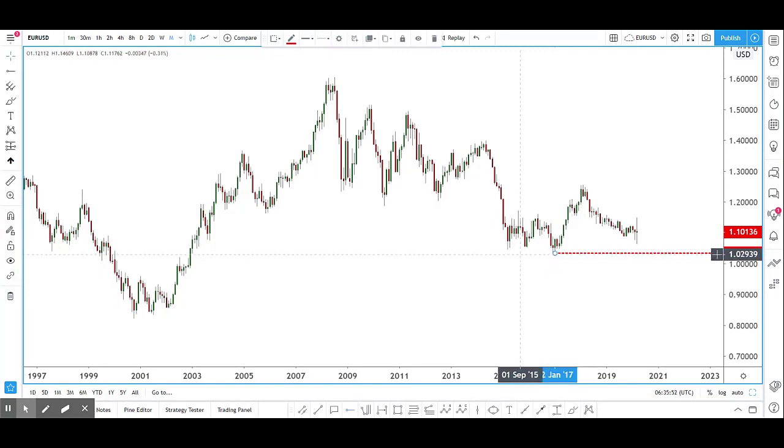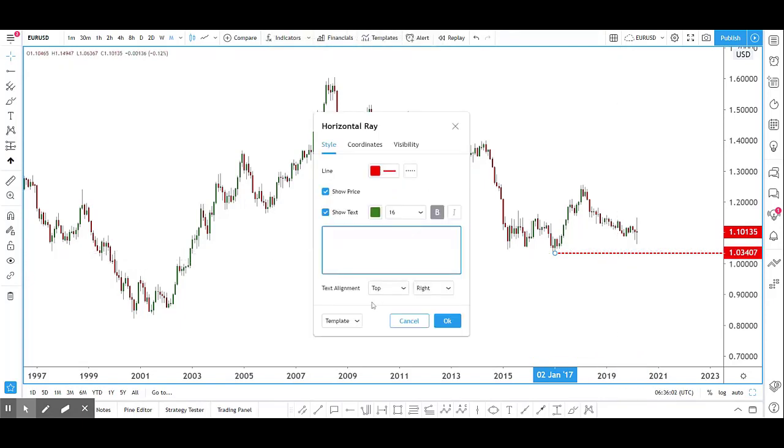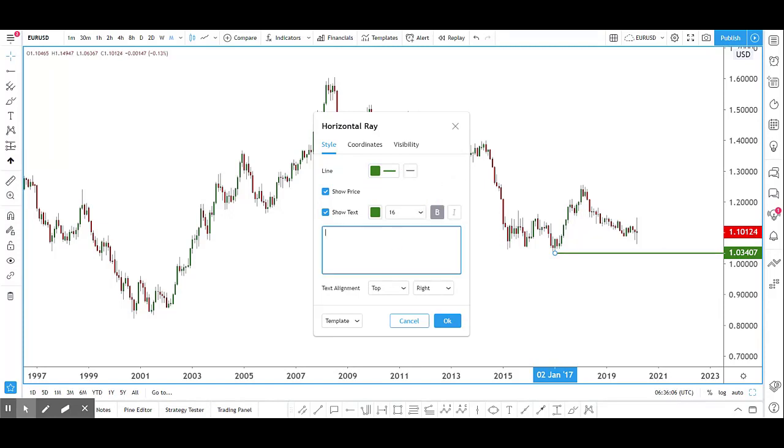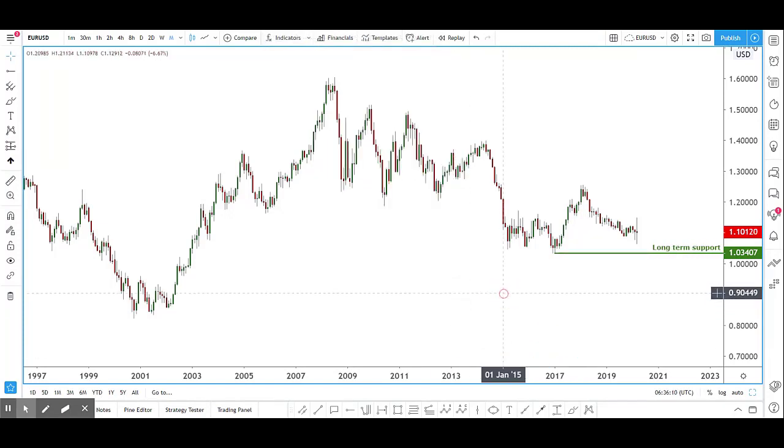If I were to extend this line further back, price came close once, twice, a third time, and price seems to be coming close to this 1.034 level again. So let's just put this here as a long-term support. And what we want to do is confirm this level with Fibonacci extension or retracement. So let's just do extension first.